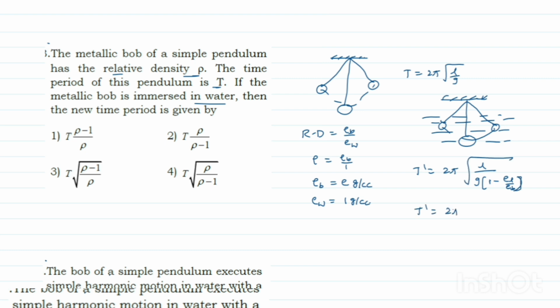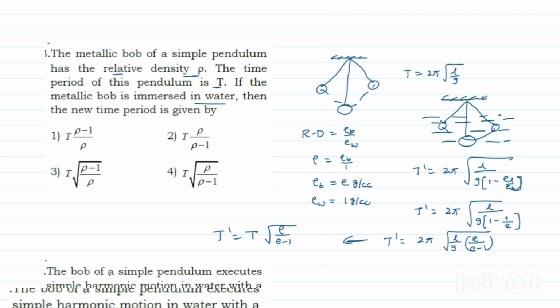So T dash is nothing but 2π into root over L by g into 1 minus the density of the liquid, which is 1, by the density of the body, which is rho. When simplifying, we get 2π into root over L by g into (rho minus 1) by rho, that's nothing but rho by rho minus 1 under root. So T dash equals 2π into root over L by g, which is nothing but T, into root of rho by rho minus 1. This is the new time period value.